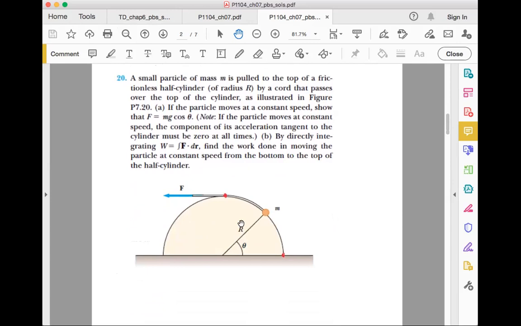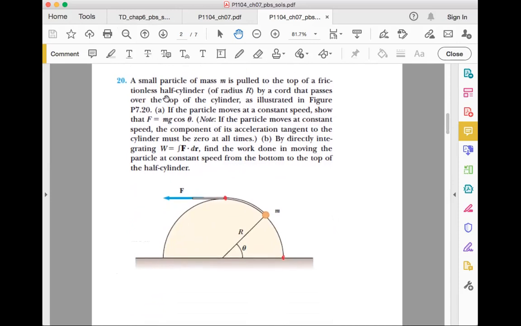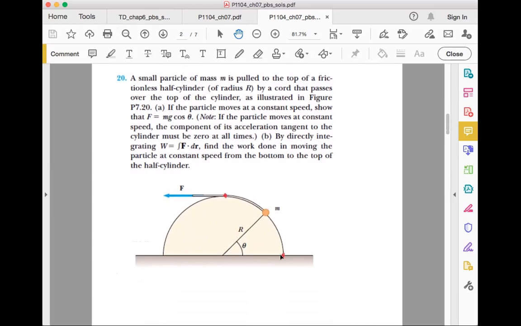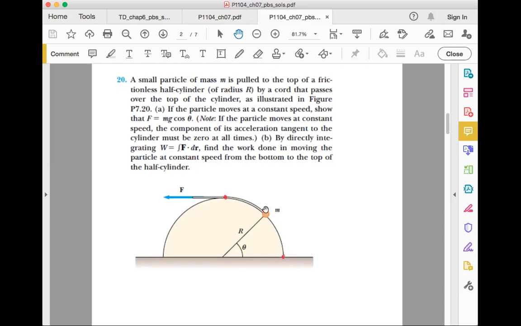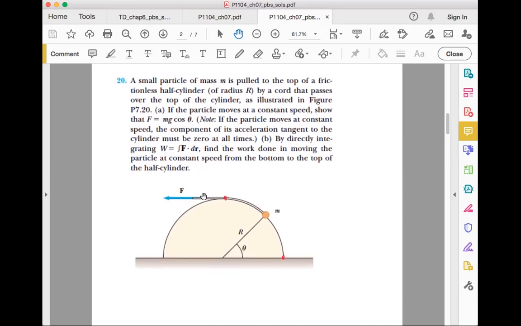Let's go on with problem 20. In this problem, we have a small particle of mass m pulled to the top of a frictionless half cylinder, as you can see here. So this is our half cylinder. This is the mass m, and this mass is pulled up to the top of the half cylinder, from this point here to the point here, by means of a cord, a cord that passes over the top of the cylinder. So this mass is connected to a cord, right? As you can see in this figure, and this cord is pulled by this force F.